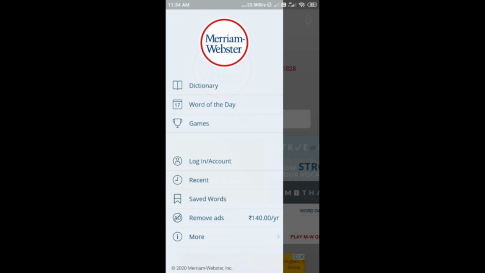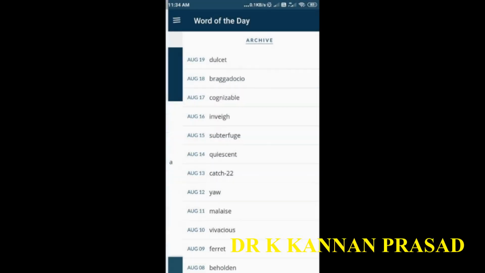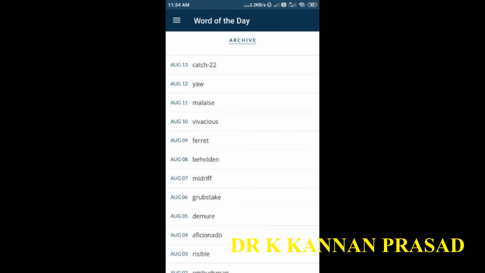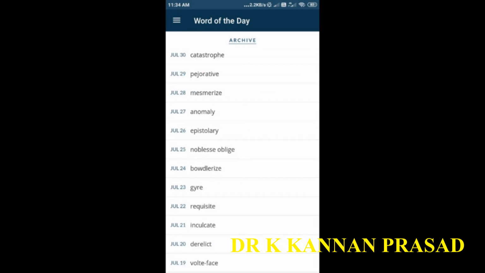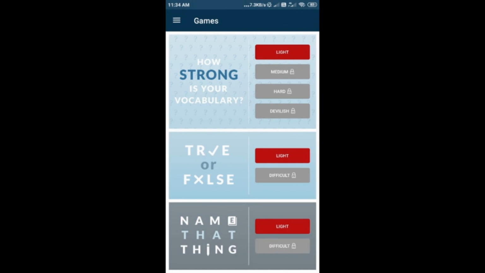So we are going to use it whenever it is necessary, and even then the advertisements are not going to be a problem for us. So you need not pay any money for it. It is an open source dictionary that is available for us. So you could look at the dictionary here, and you could look at the word of the day. For each day they'll teach you new words. You could also play some word games, and you could select the category and the level of difficulty as well.